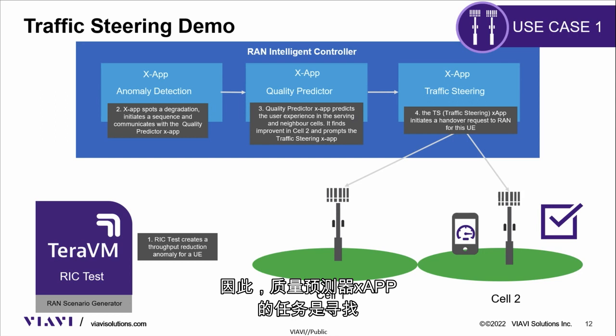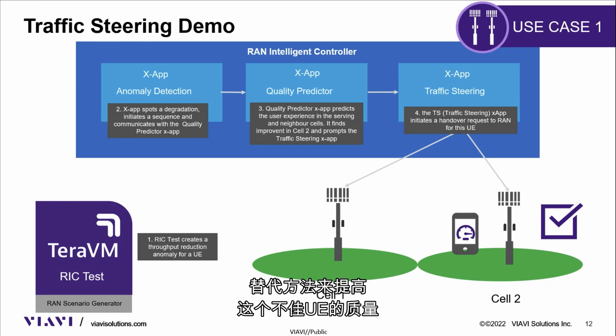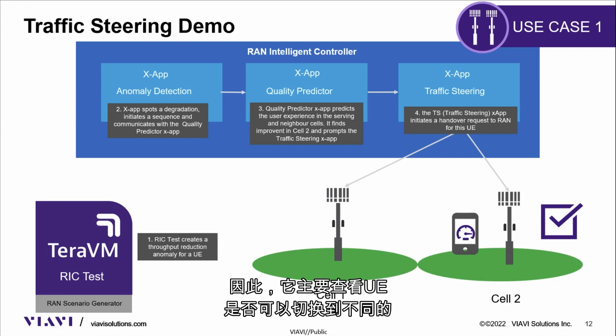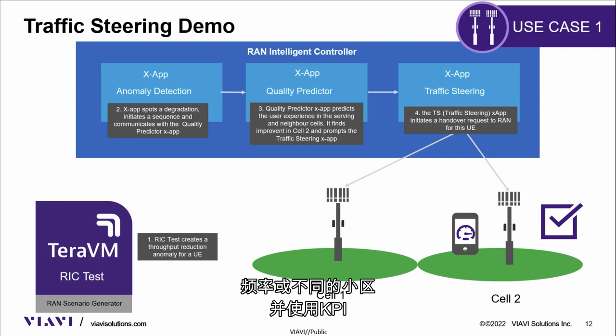So the Quality Predictor xApp then has the task of looking at alternative ways of improving the quality of this ailing UE. So it basically looks to see whether the UE could be handed over to a different frequency or to a different cell. And it uses KPIs and runs algorithms to see what effect there would be on the UE if it performed a handover, but also would there be an effect on the other UEs in the cell that it's being handed over to. And all of this occurs in real time, by the way.